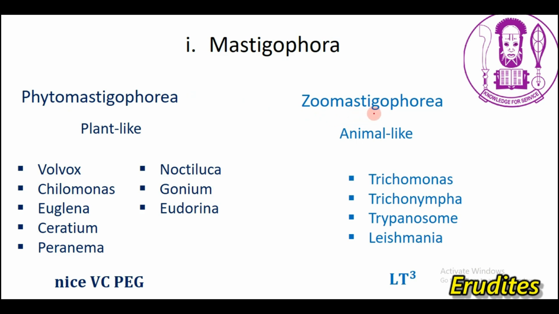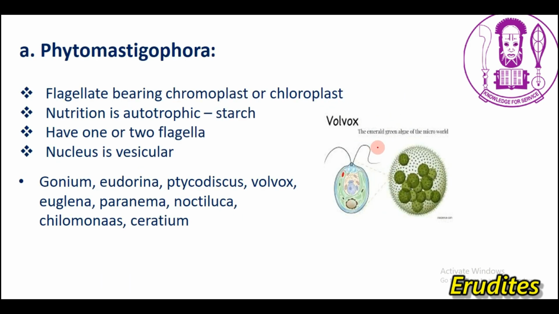We can use this to remember some of the examples in the class Phytomastigophora. Then we have the Zoomastigophora. They are animal-like. Examples are Trichomonas, Trichonympha, Trypanosome, and Leishmania. We can use the acronym LT cubed to remember them: Leishmania, Trichomonas, Trichonympha, and Trypanosome. These are examples of the class Zoomastigophora. They are animal-like. So let's look at the first class, which is Phytomastigophora.